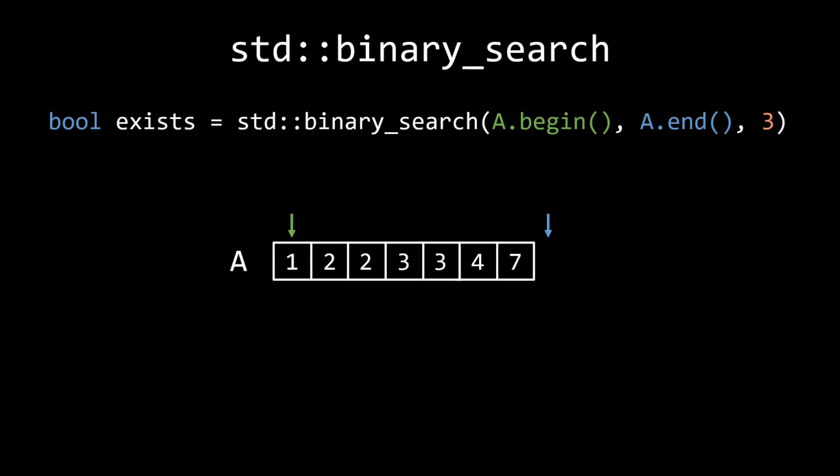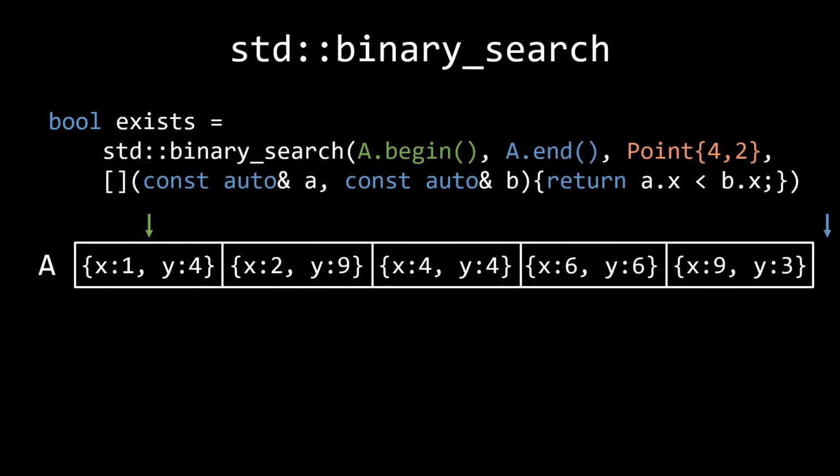Optionally, you can supply a comparison operator as the fourth argument. This should of course be a less than operation, as binary search uses equivalence, not equality. Here I'm passing a lambda to compare instances of a point class based only on their x-coordinate. In this example, binary search will return true, as the third element, though not equal to the search value, is equivalent to it, since the less than operation only considers the x value.